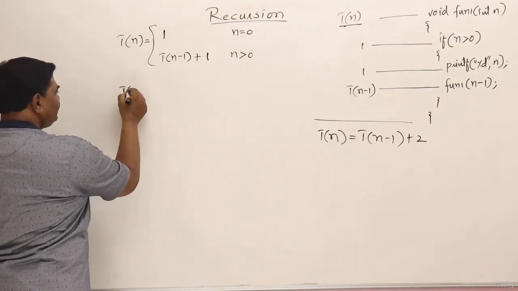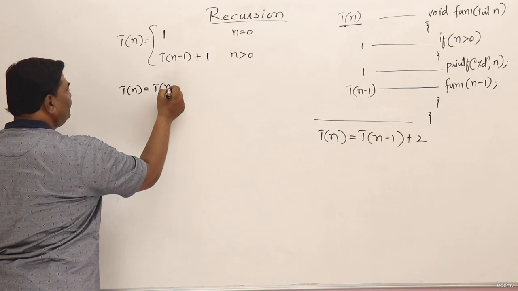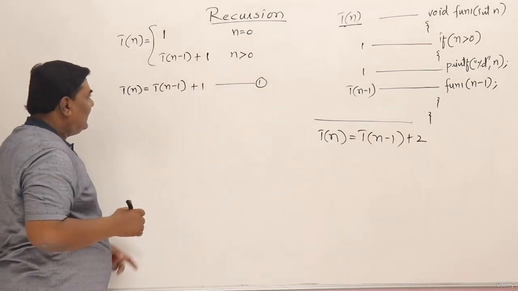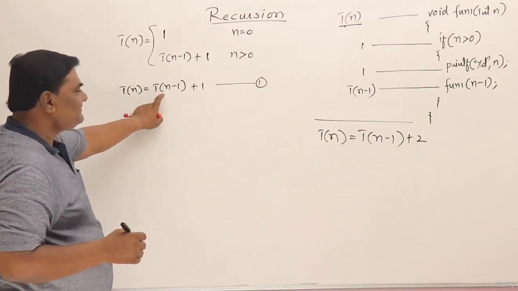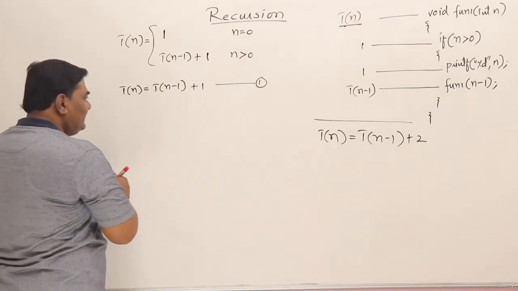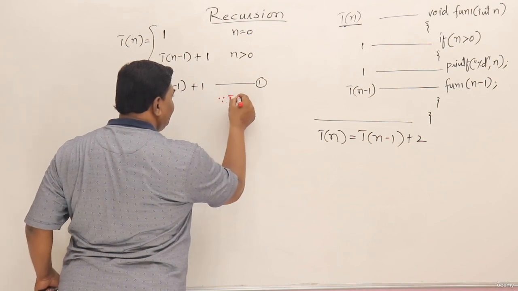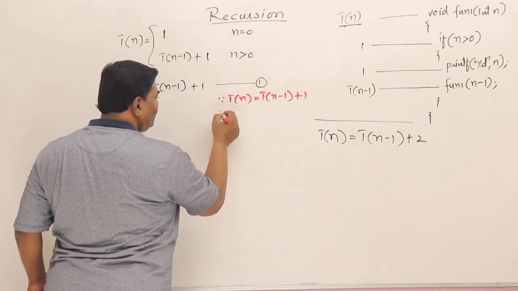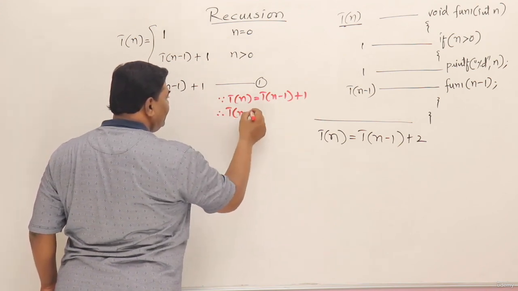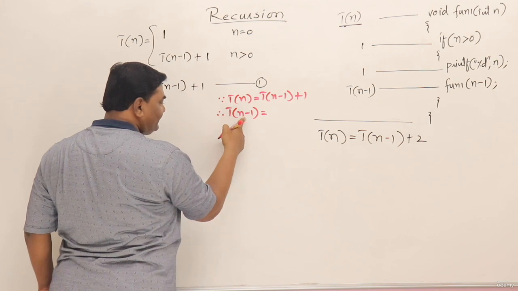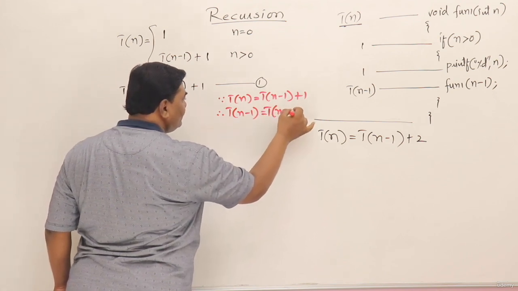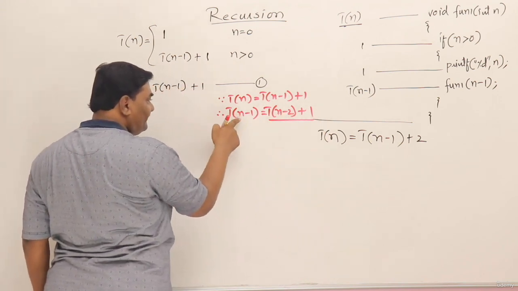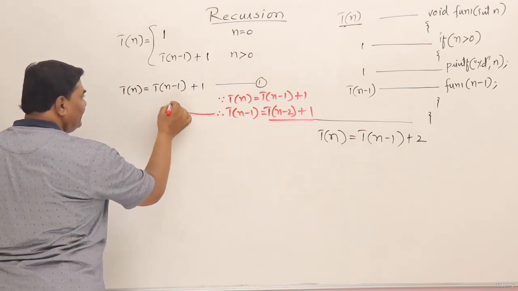Now let us solve this. The recurrence relation is T(n) = T(n-1) + 1. This is the first equation we have. I can solve this if I know what T(n-1) is. Since T(n) = T(n-1) + 1, T(n-1) will be, if this is n, replace it with n-1, so this will be T(n-2) + 1. So I can substitute this, T(n-2) + 1, in place of T(n-1).